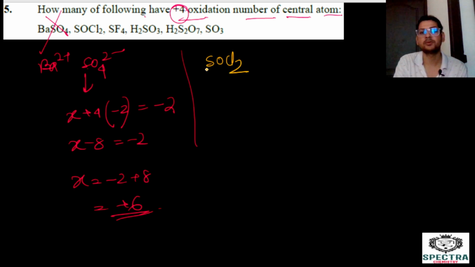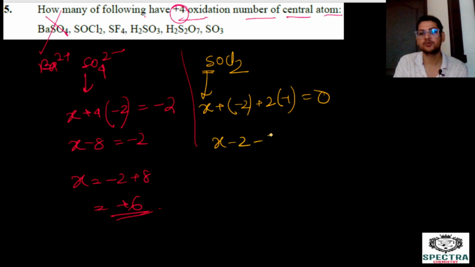Go to SOCl2, take sulfur as X, oxygen as -2, 2 chlorine, and each chlorine is -1, and overall as it is neutral, so 0. So X -2 equal to 0, X equal to plus 4.